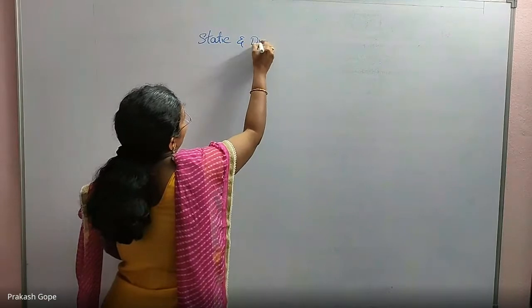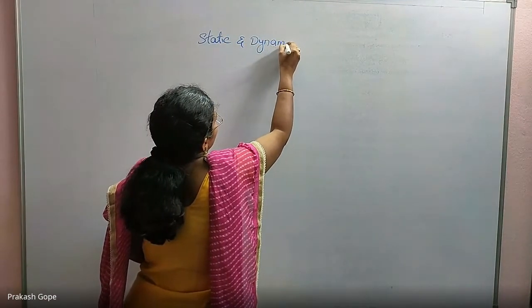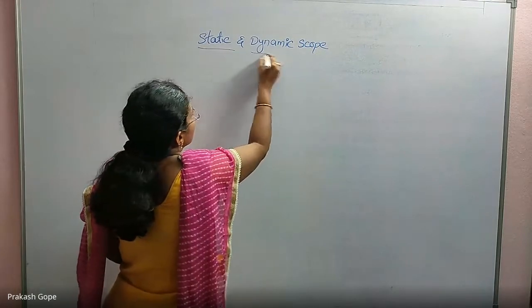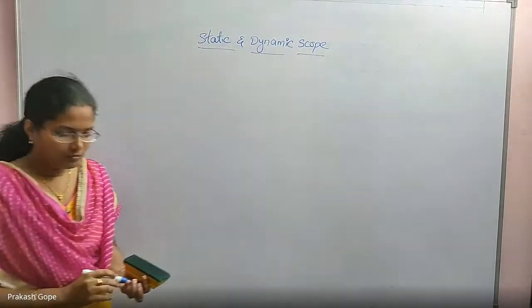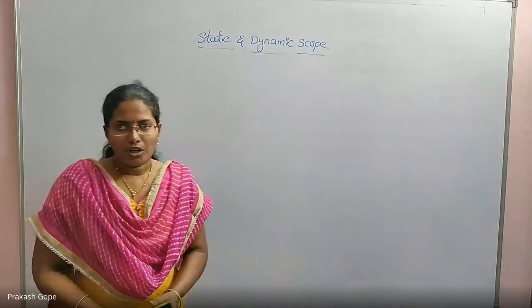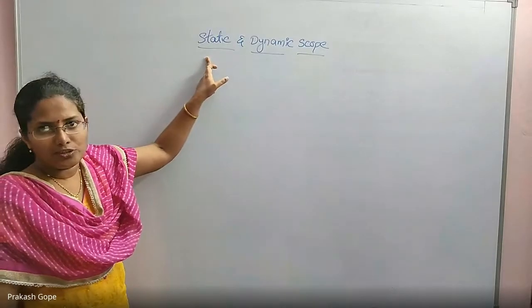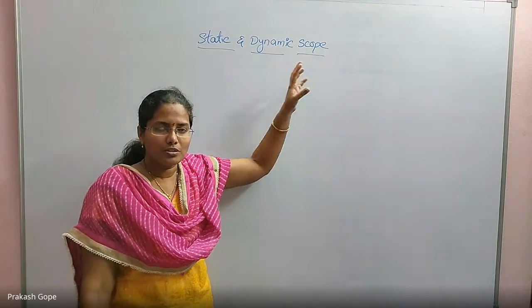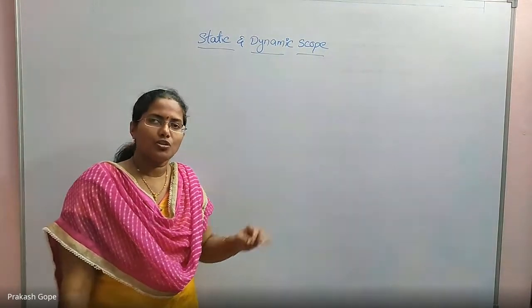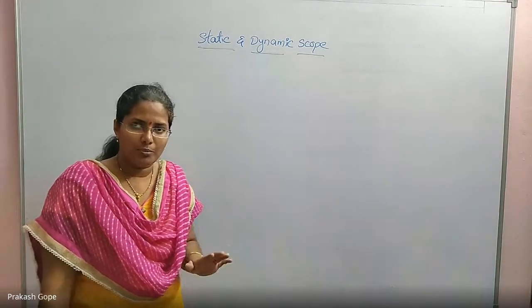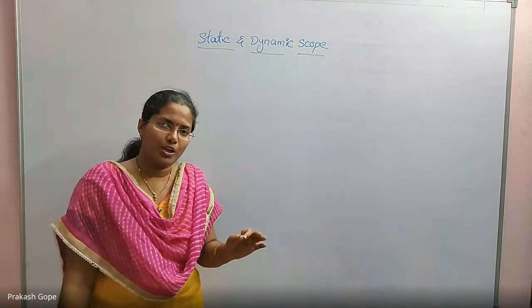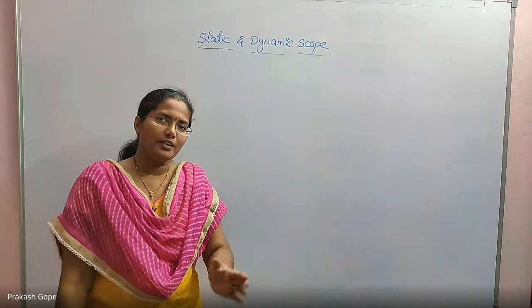Static and dynamic scope. C programming follows only static scope. Then why are we learning dynamic scope also? Because the GATE syllabus is not just C programming. It is programming languages concepts and data structures.